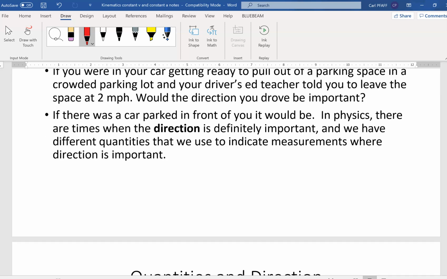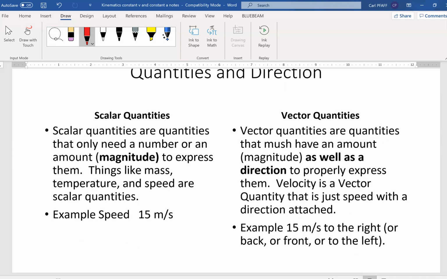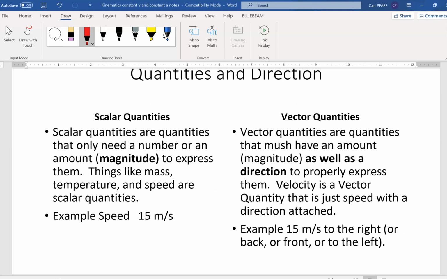And when direction is important, we use a different quantity to express how fast something's moving, which we call velocity, because velocity tells us both the amount, how fast it's going across the ground, and also the direction associated with it. Velocity is what we call a vector quantity, meaning that it has to have a direction for it to have meaning. So I could be traveling at 15 meters per second to the right, or to the back or front or to the left, as a way to express velocity.